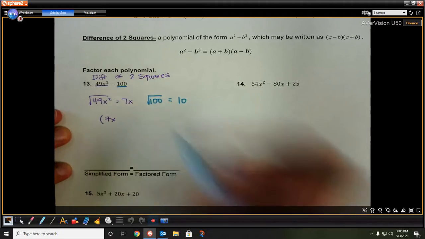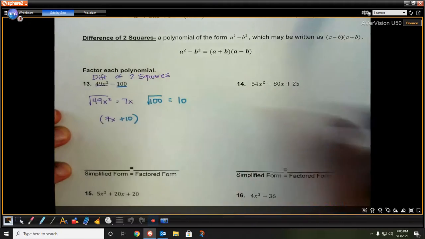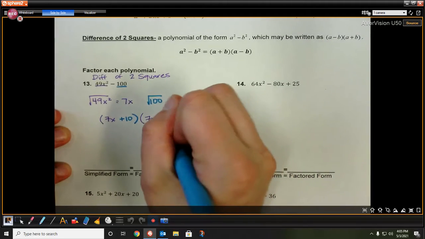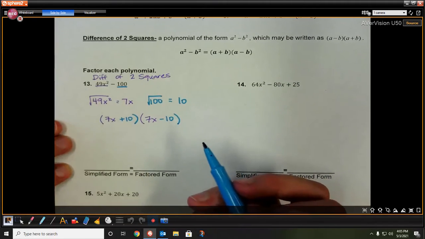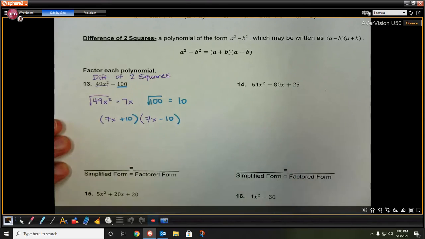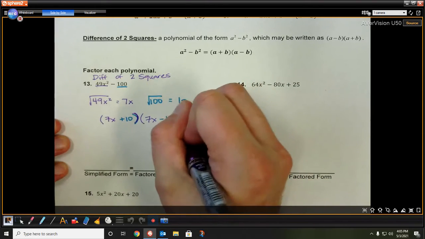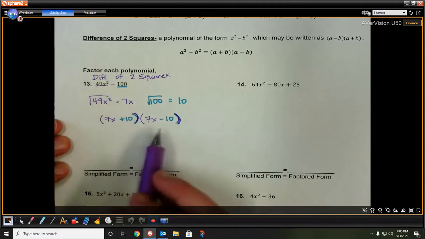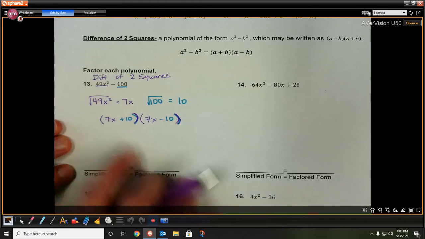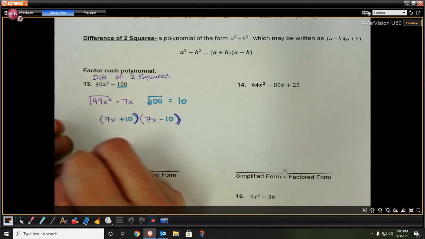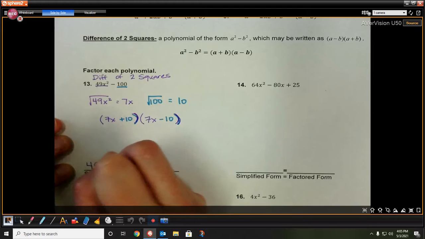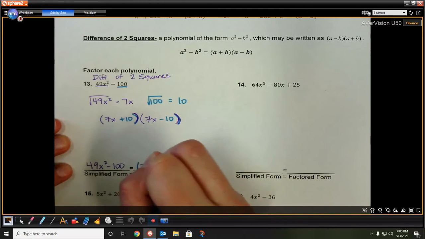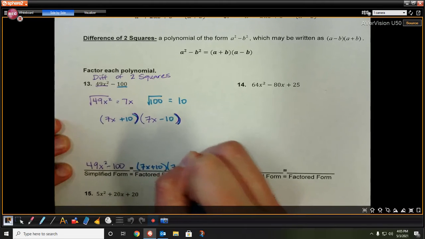So we can follow our formula, where it would be (7x + 10) times (7x - 10). We can follow our lovely little formula right here. Sorry about the opposite colors on the ends, that kind of drives me crazy, so I'll try not to do that. But we have plus 10 and minus 10, so this is our difference of two squares. The simplified form is 49x squared minus 100, and the factored form is (7x + 10)(7x - 10).